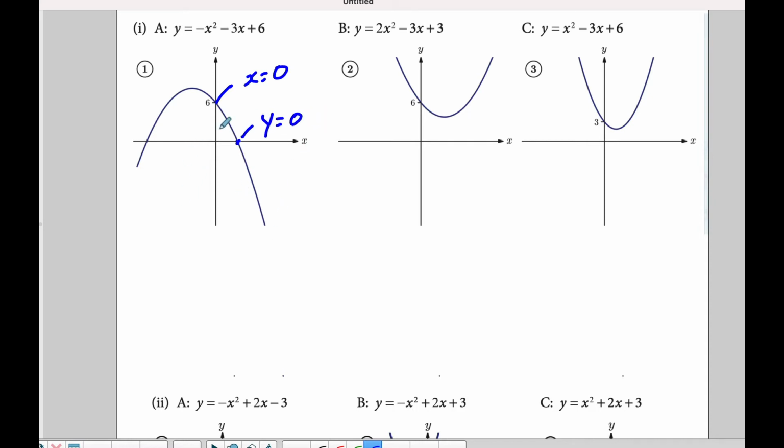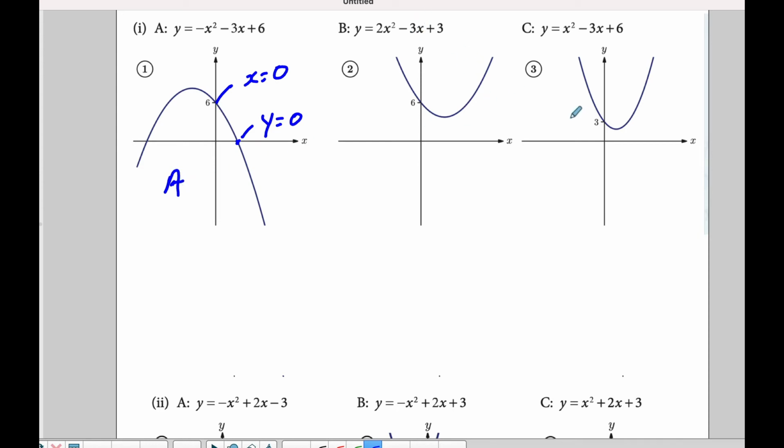Now, to match this up, there are a couple of features that we need to keep in mind here. Since a is negative, that tells us that the parabola opens downwards. And if a is positive, as is the case in the second equation, then the parabola opens upwards. So we're going to match these up now. The only parabola that opens downward is this one, so the only equation that has a negative value for a is this one here. So a matches up with number 1.